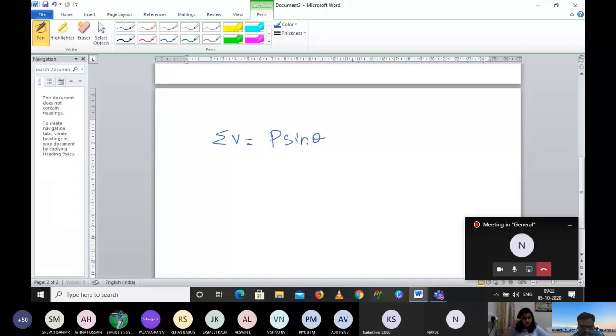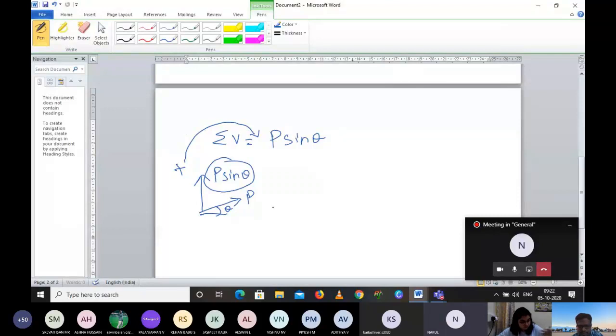P sine theta. One minute, I will draw so that our friends will understand. This is P. Sorry, I'm taking your time. P sine theta. Am I right? Yes, sir. This is vertical and it is positive. Next one: minus 800 sine 20 degrees. Oh my God.